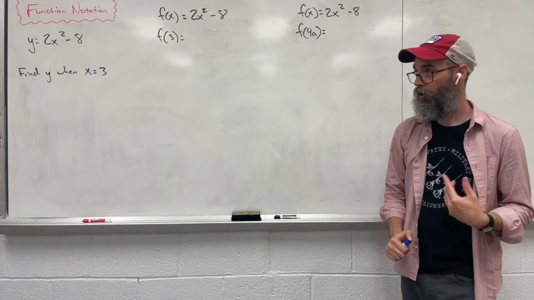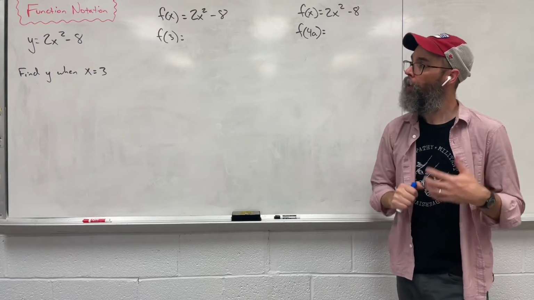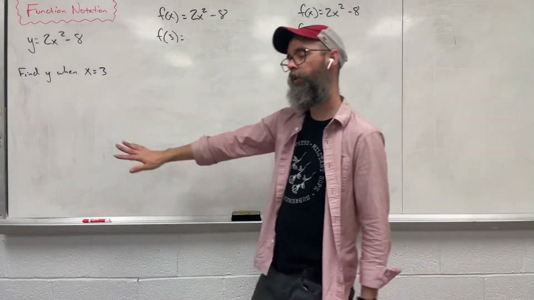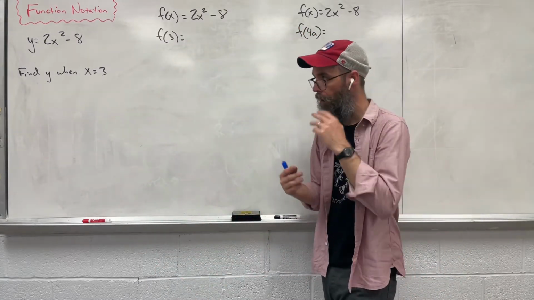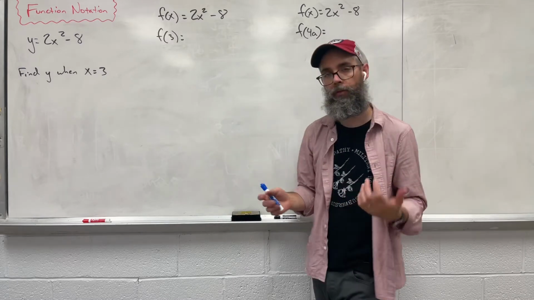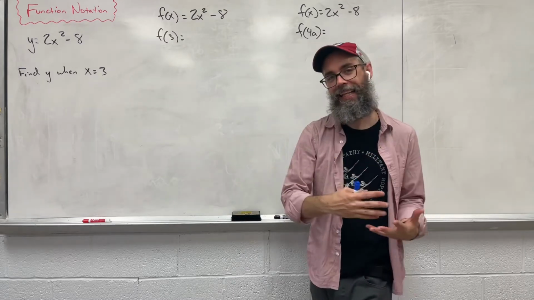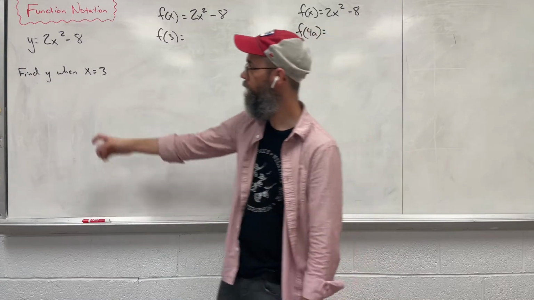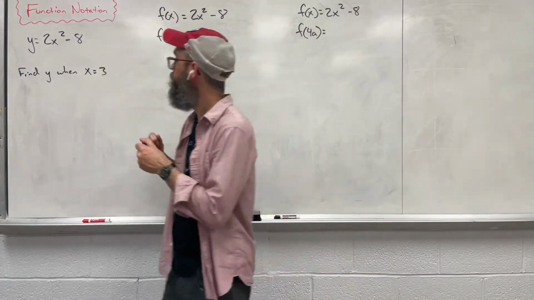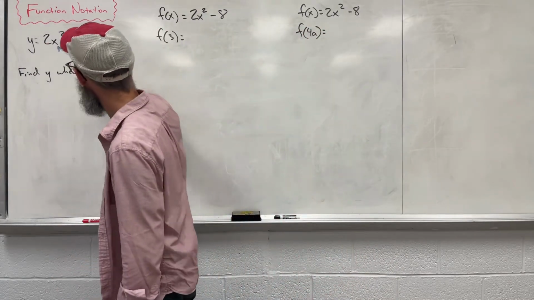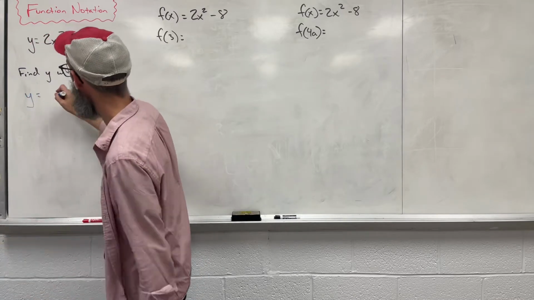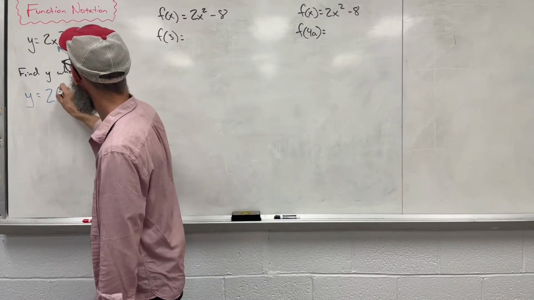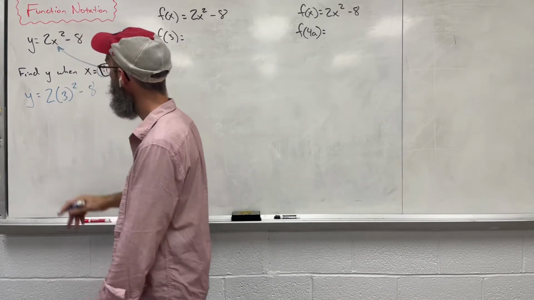Today we're going to look at function notation. But before we even do that, let's take a look at this first problem here. y equals 2x squared minus 8. Directions say find y when x equals 3. Simple enough. I need to take that 3, plug it in, substitute for x. So I'm going to take that, put it right there, and start the problem as y equals 2 times 3 squared minus 8.